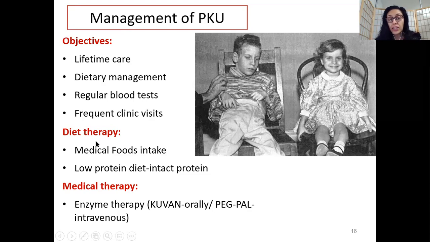So what does diet therapy entail? The diet therapy entails two important things. One is medical foods. What are medical foods? I'll share that with you. And the second one is a low protein diet. When I talk about dietary proteins, the terminology I'll be using here is intact proteins. This is very important, guys. In this space, genetic metabolic nutrition, when I talk about intact proteins, because that is the terminology we use, this refers to dietary proteins. Then you have medical therapy as well. For example, you have enzyme therapies and cofactor therapies, such as Kuvan.